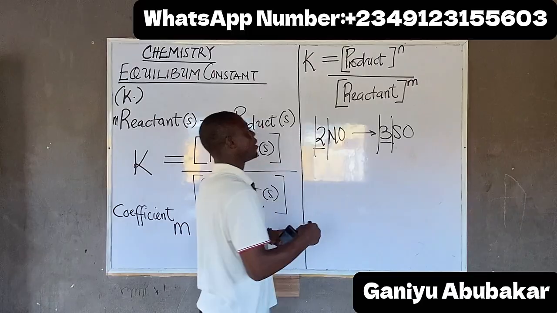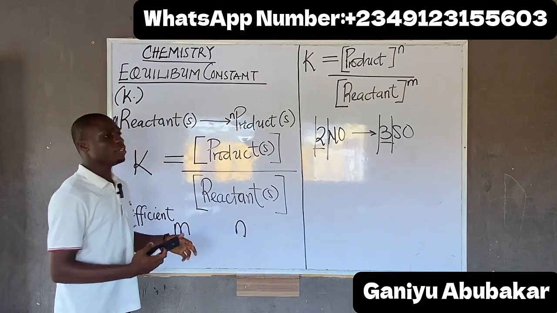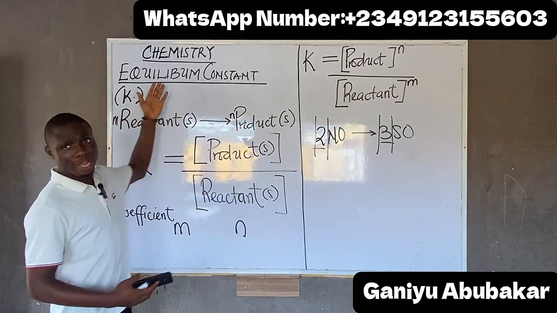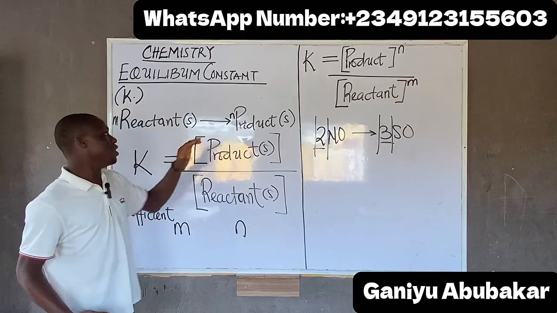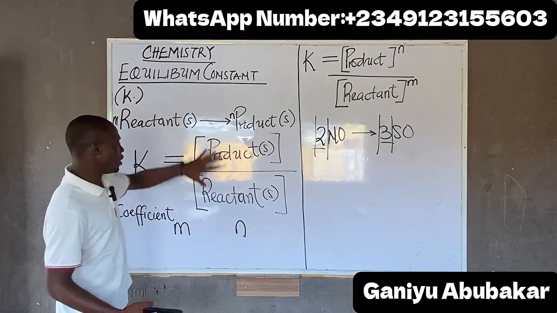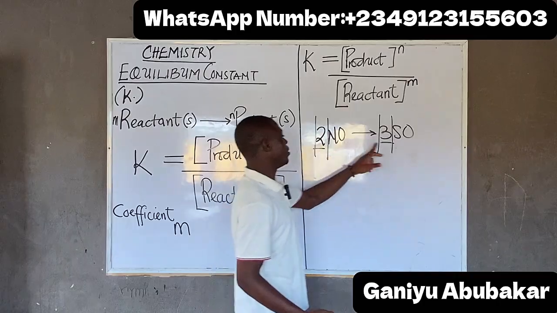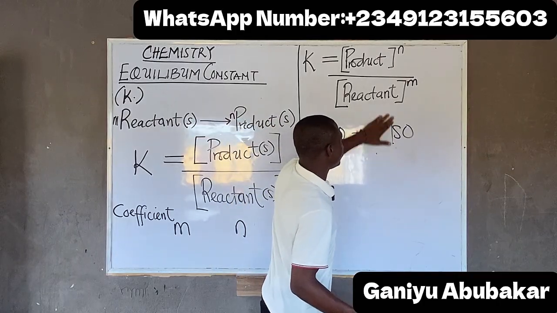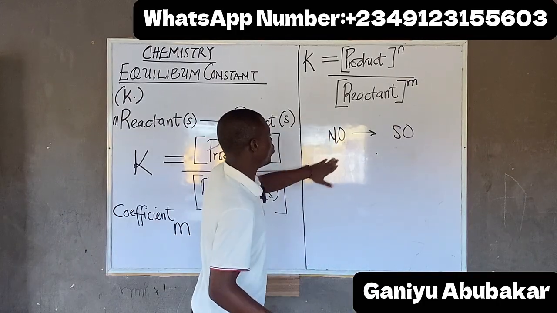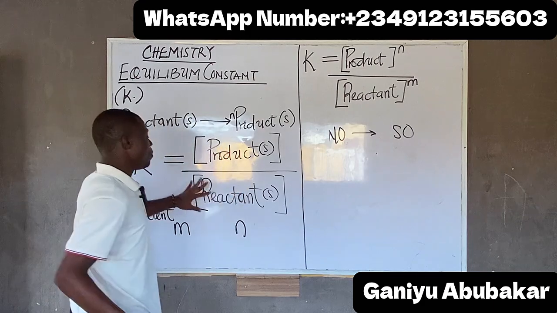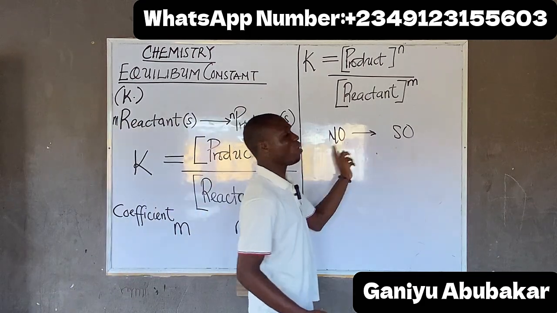So this is how you express the formula for equilibrium constant in two ways. The first one is when you're not having coefficients in front, something like this, probably just SO and NO. You use this formula.